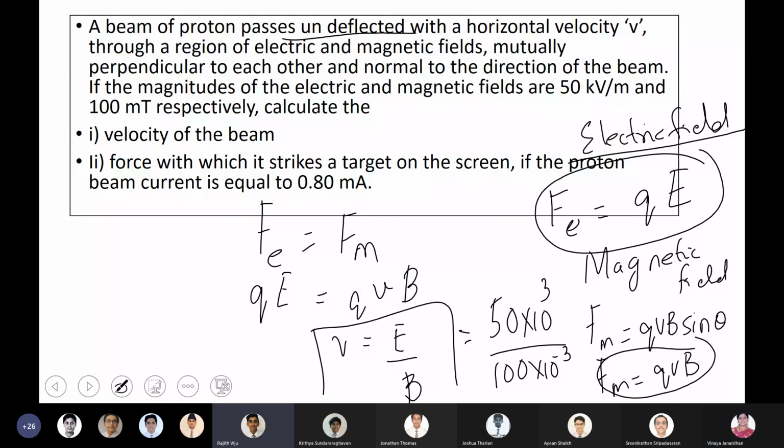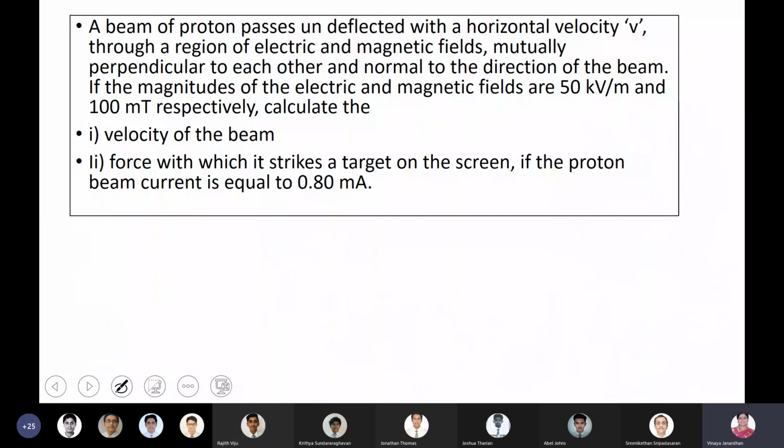Is it 5 into 10 raised to 5? Yes, 5 into 10 to the power of 5 meters per second. Are you all getting it, boys? Yes, ma'am. The value of v is 5 into 10 to the power of 5 meters per second.